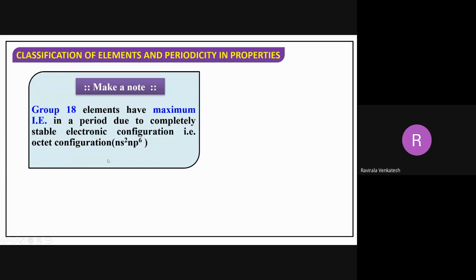Okay. Now, one note: if you observe in any period, either first period or second period, group 18 elements are having maximum ionization energy. For example, in the third period, which element is having highest ionization energy? You have to go for group 18. Third period element, which one is it? Argon. Neon is second period.